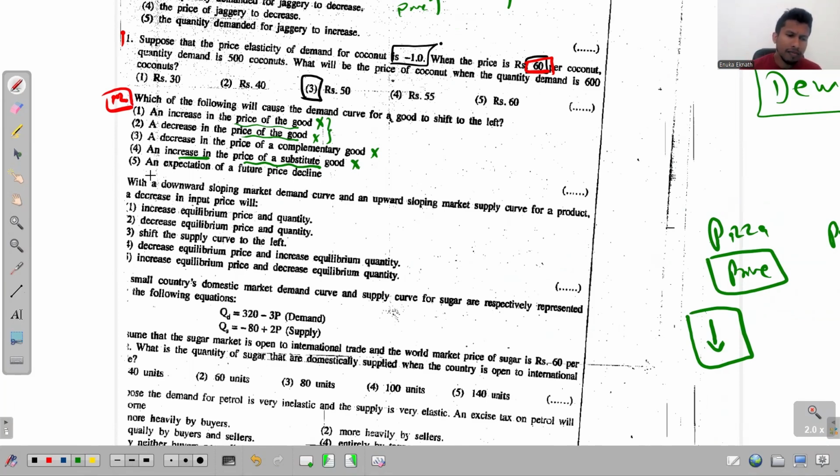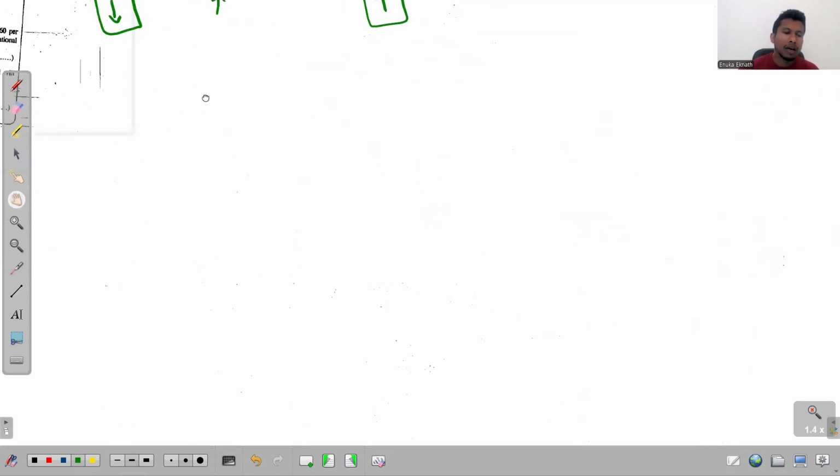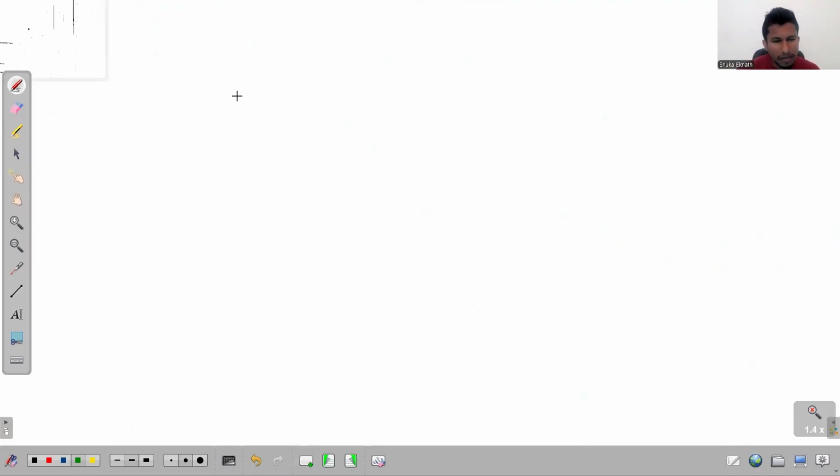Okay, next look at this fifth one: expectations of future price decline. See, this is not the price of the considered good. I mean, this is not the current price of the considered good. Here they are referring to the future price, right? Future price. Right, now think about it in this way. Imagine that you are trying to buy a vehicle, right? You are trying to buy a vehicle.